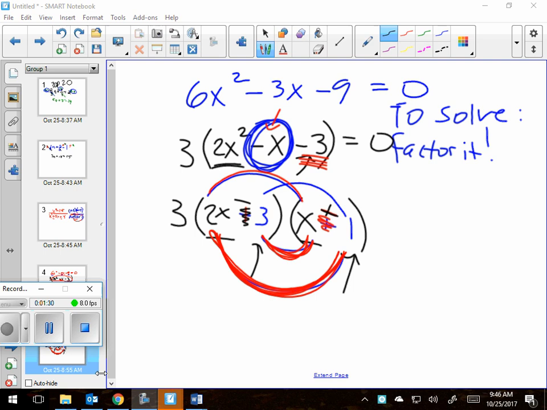If I had not just been the opposite of what I wanted, if I was way off, I'd switch my numbers around. All right, now I'm going to clean this up. It's (2x - 3)(x + 1) = 0.